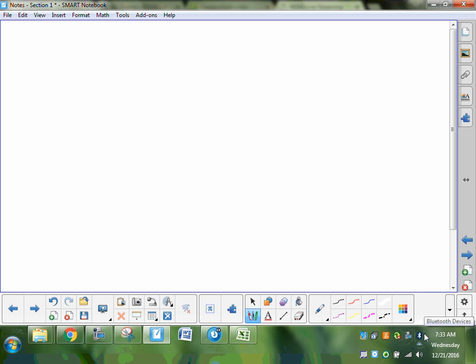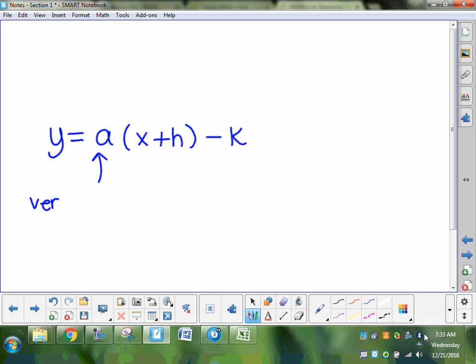Two things, I guess. There's an exponential growth thing that we're going to look at, and the other thing is looking at what happens to base parent graphs. So if I have something like this, we've done stuff like this already. This right here would control your vertical, could be a stretch or a shrink.